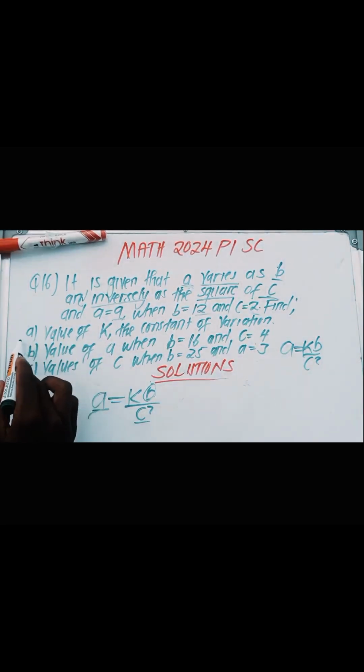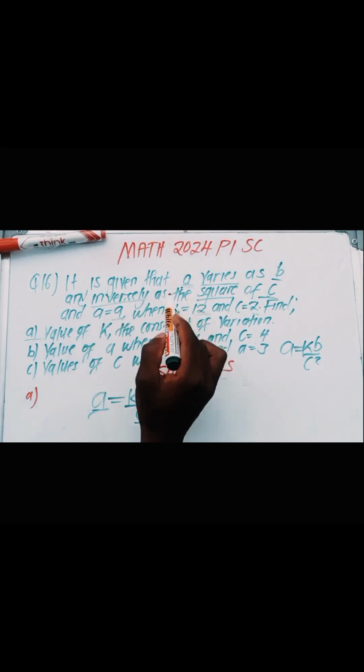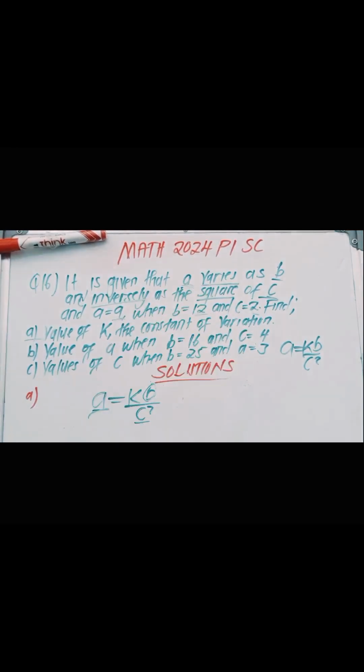Always for the first question, question A, you need to use the values which are in the information you have been given. So now let's plug in the values. We have been told that the value of A is 9, so we are going to write 9 here.